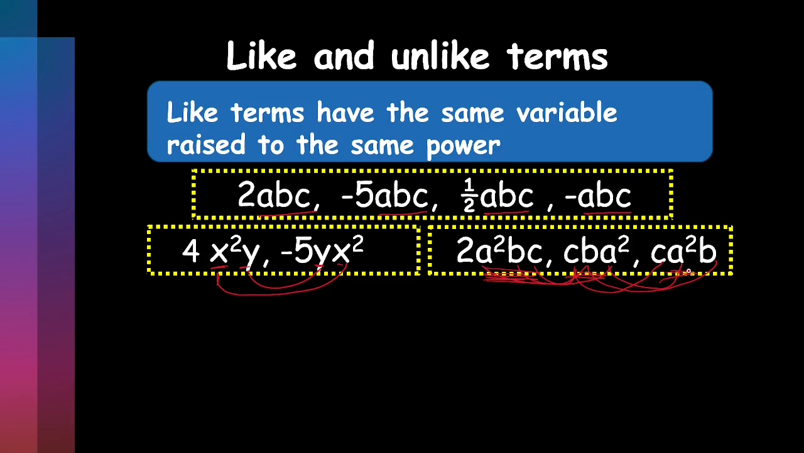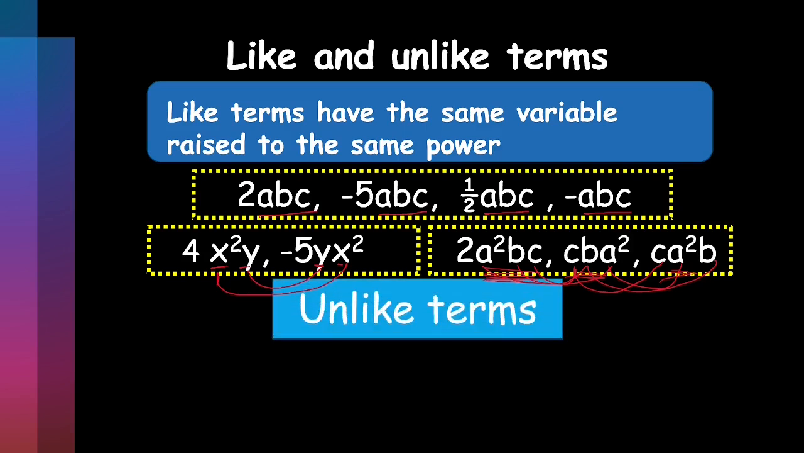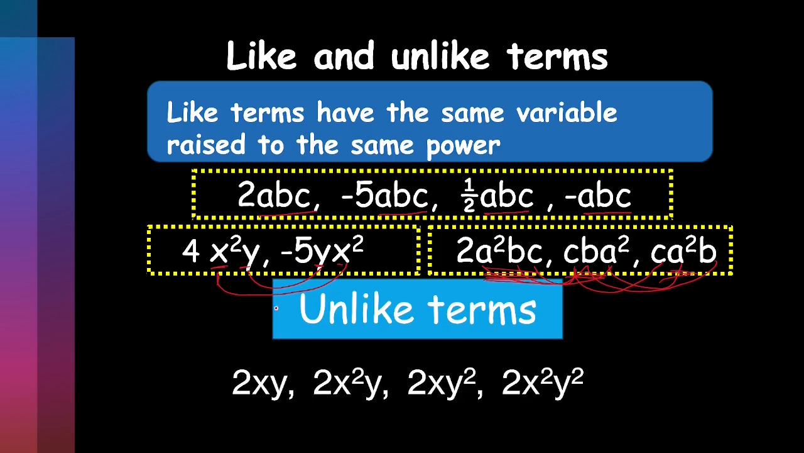Now, what are unlike terms? Unlike terms have different literal parts. For example, 2xy. This is the coefficient. The coefficients are the same, that doesn't matter, but the literal parts are different. Here xy, both are xy, but the powers are different. Here x square, here x square. All those are different. That means those are unlike terms.